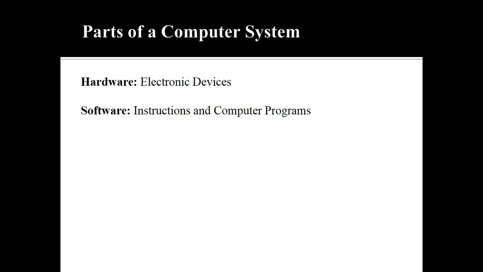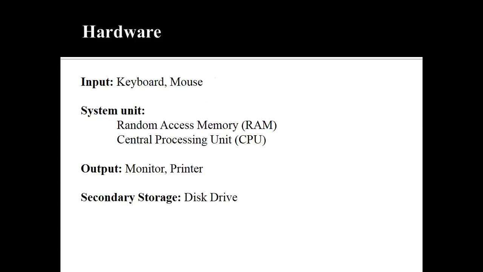So, parts of the computer system: we have two different parts, that are software and hardware. Software is a specific set of instructions and computer programs that help to perform specific functions. However, hardware is the electronic devices present in or connected with the computer system. In hardware, for giving input, we have keyboard and mouse. For the system unit, we have RAM and CPU. For output units, we have monitor and printer, and secondary storage devices like hard drives and different types of drives.